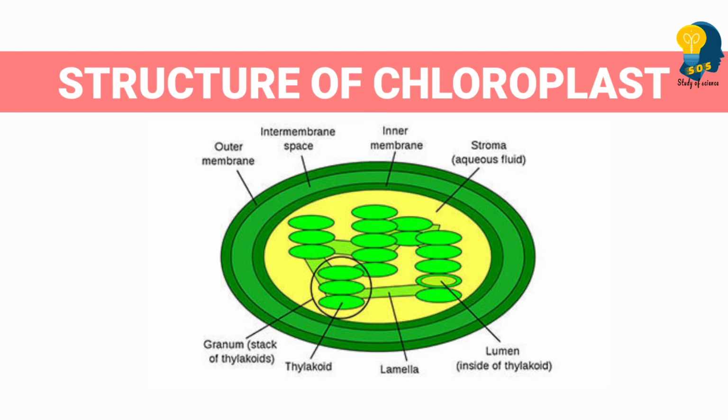What did we understand? We understood that there is a matrix inside the chloroplast, correct? What do we call that matrix? We call that matrix stroma. Next, we have seen there is a disc-like structure inside the chloroplast, called the thylakoid. And there are so many such discs present one above the other, which looks like a bundle, and these bundles are called granum.